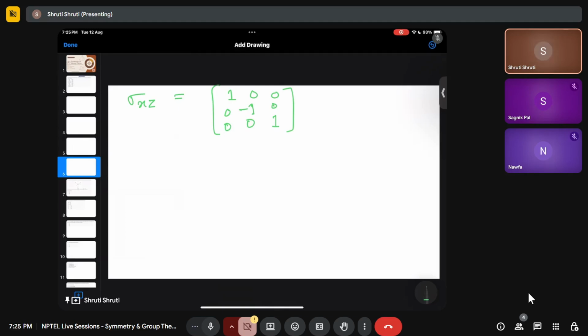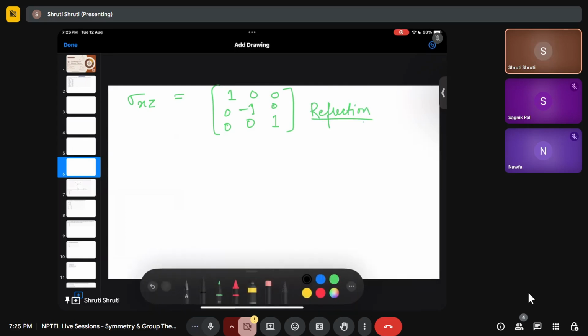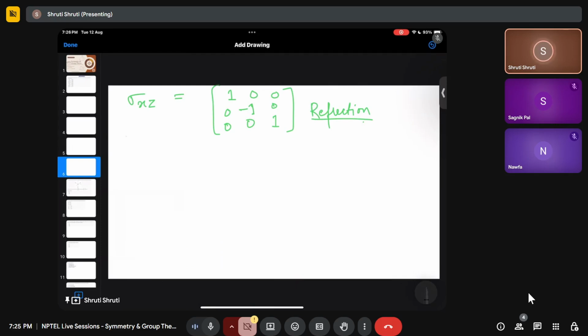Now this is what, sorry, reflection, right? Now we will come to rotation. Identity is done, sigma is done. Now let's come to rotation. Rotation by any angle theta. Fine. So you have to rotate.